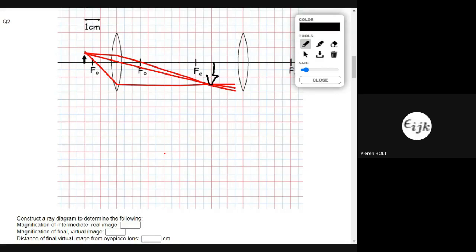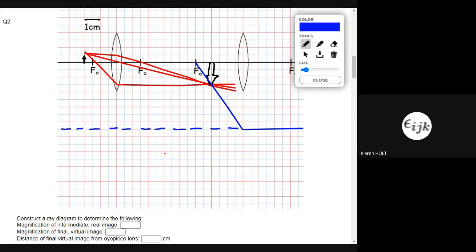My intermediate image. It's scruffy. Next rays, I'm going to do one from the focal point through the image. It's going to get to the lens there and then go parallel. Trace it back.